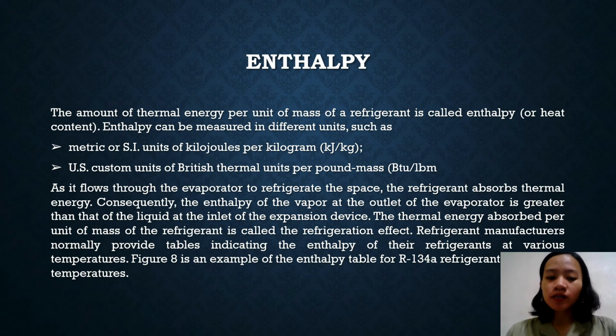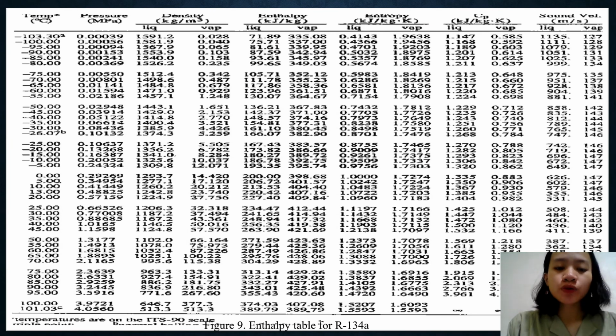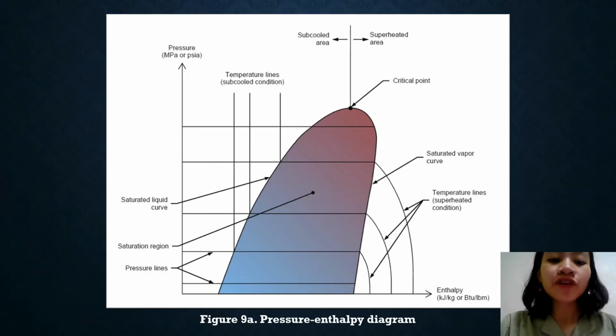Refrigerant manufacturers normally provide tables indicating the enthalpy of the refrigerant at various temperatures. In the next slide, you can see an example of an enthalpy table for R134A refrigerant at different temperatures. The table shows the equivalent enthalpy at the different temperatures at a given pressure. The figure then shows the pressure enthalpy diagram.